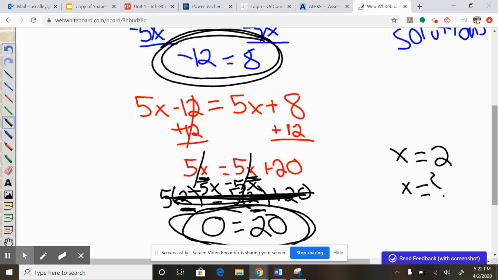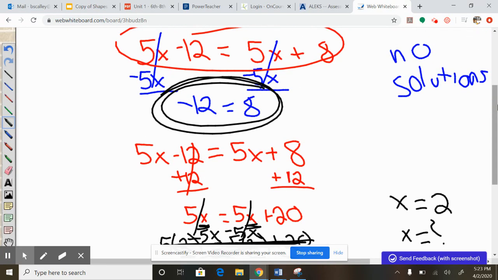An equation is two sides that are equal. These are not equal. So in this type of situation, you would write an answer that says no solution. There's nothing I could have plugged in for x that would have made both sides of this equation true.